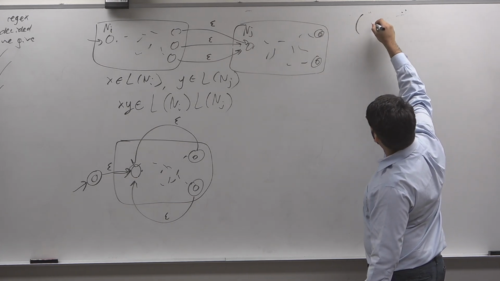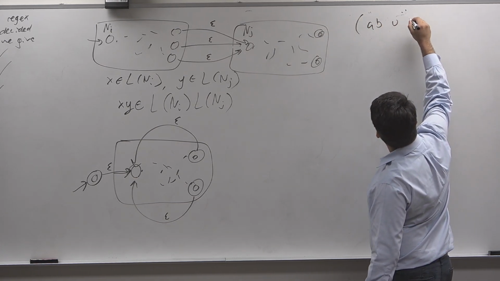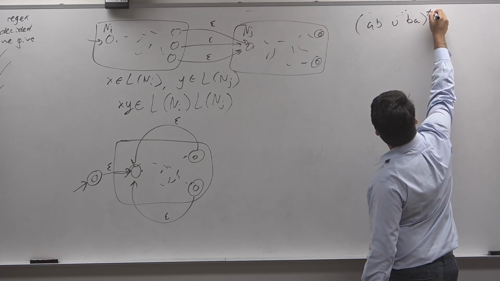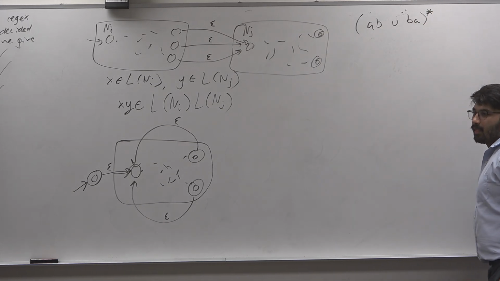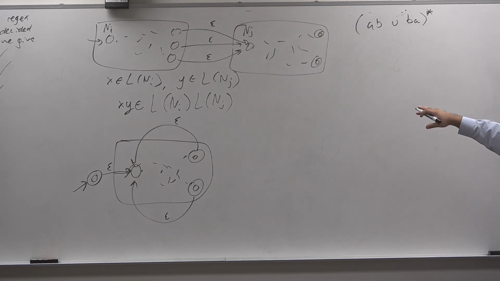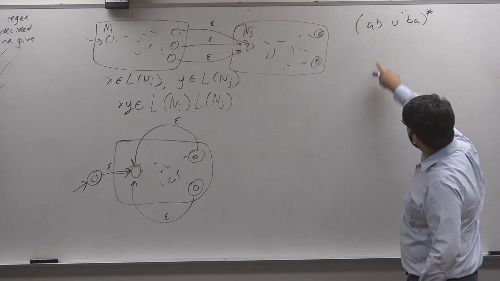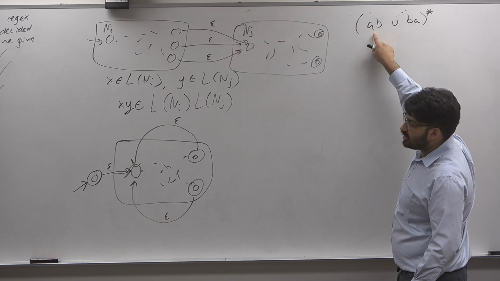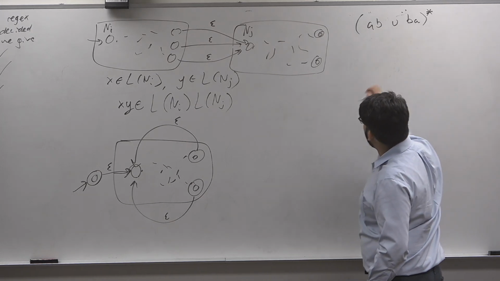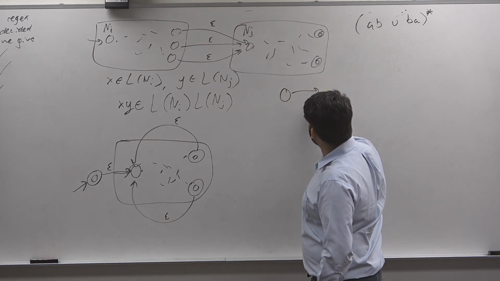Suppose we have the regular expression (AB union BA) star, okay? We can actually apply these inductive steps to give an NFA for that regular expression. Here's what we're gonna do. First, we're gonna go internally and do our base cases. So we have AB, and then we have BA. So it's gonna look like this.